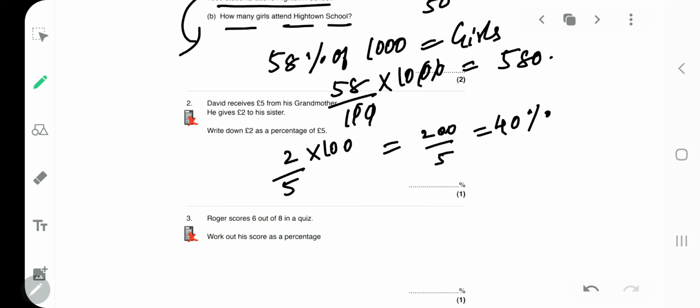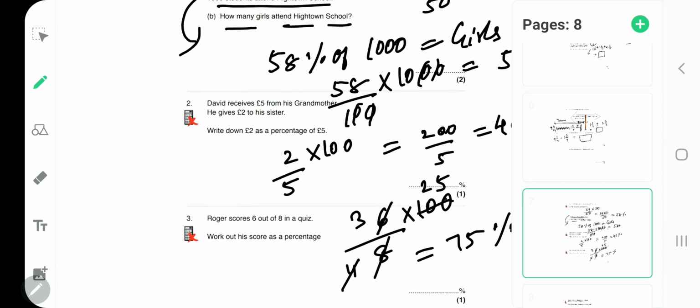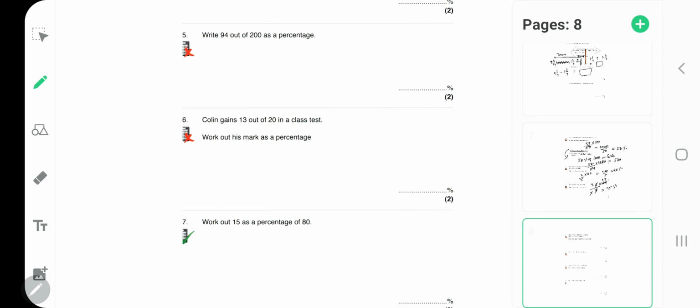Roger scores 6 out of 8 in a quiz. Work out his score as a percentage. 6 out of 8 into 100 to make it a percentage. You can go for a table of 2, and then you can go for a table of 4, and that will be 75%. Let's check with the next.